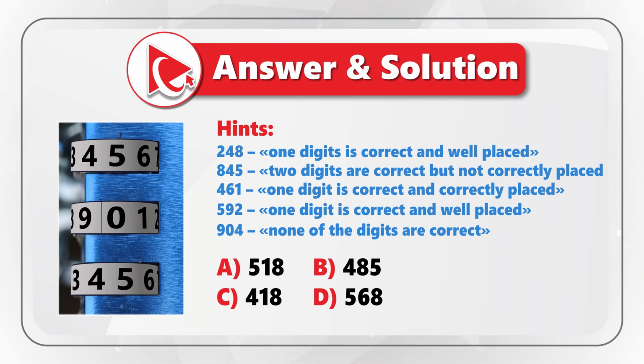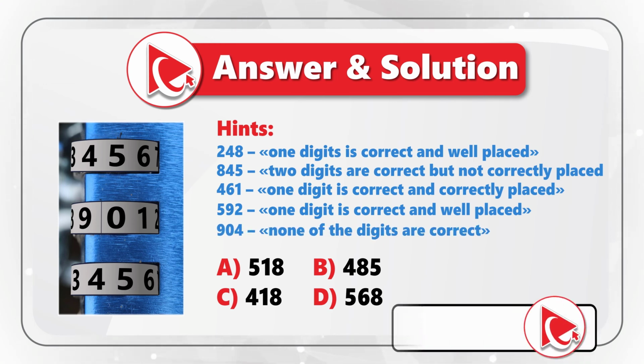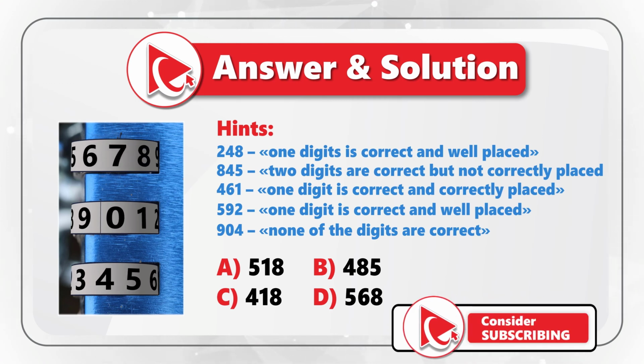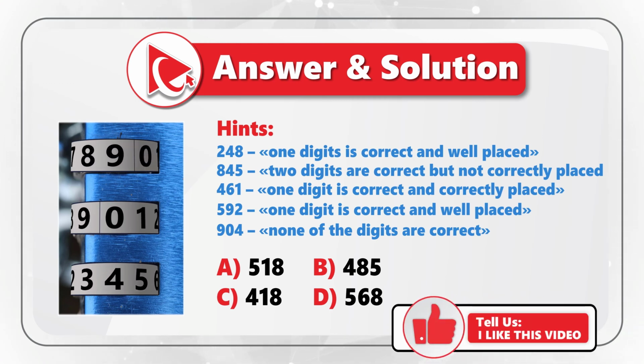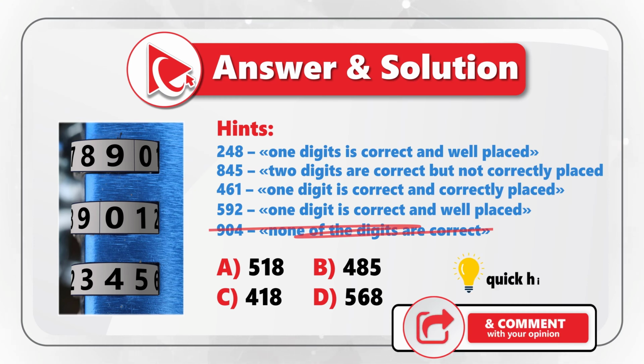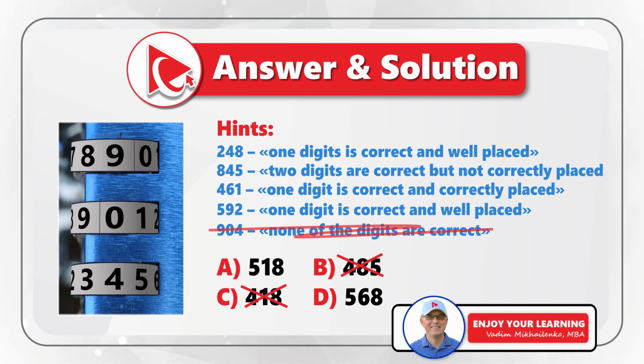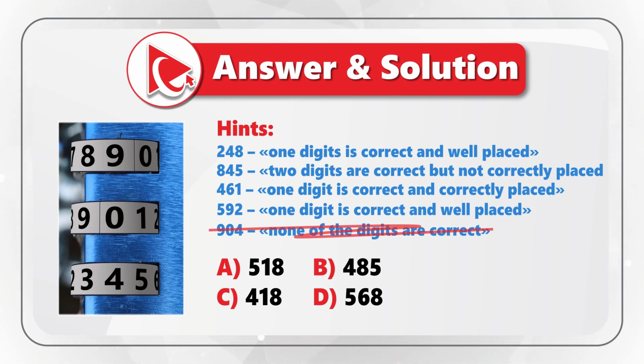And I'm going to start with the hint number 5, because it's the most helpful of all. Once we've learned that in combination 904 none of the digits are correct, we can eliminate 2 possible answers. We can eliminate both choices B and C, because both of them have digit 4, which is an incorrect digit. Let's continue elimination to get to the correct answer.